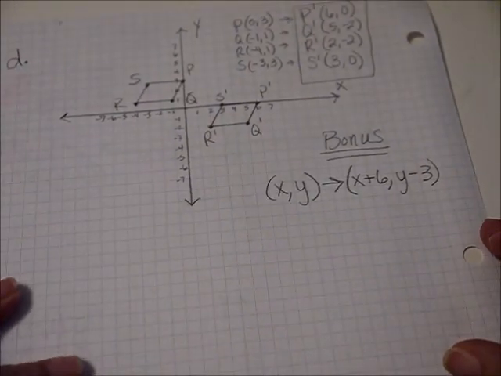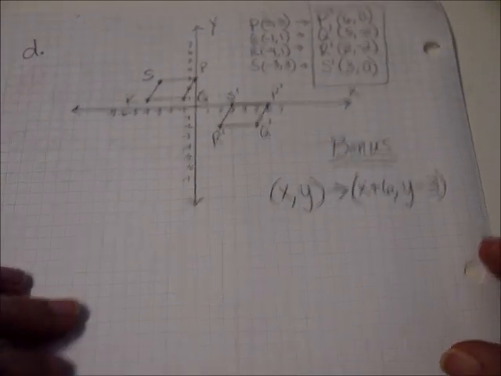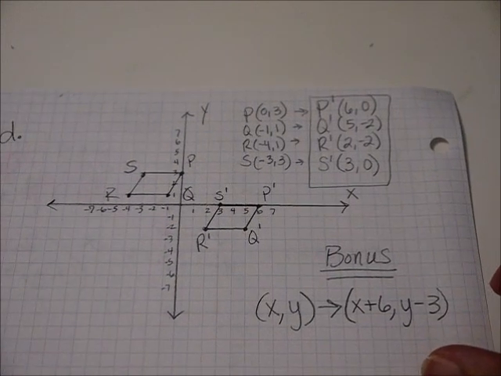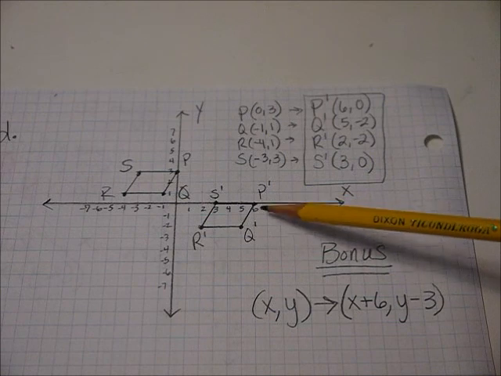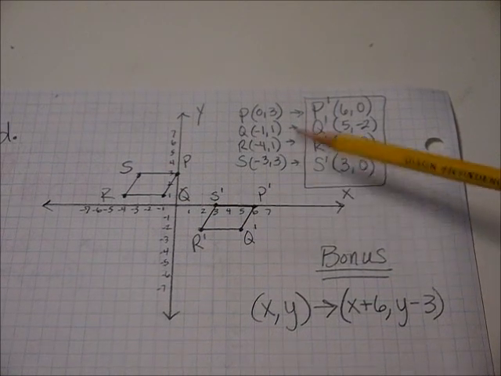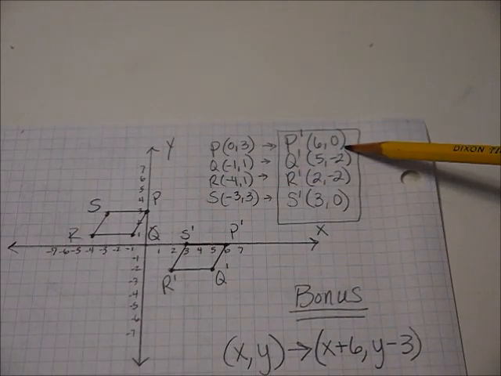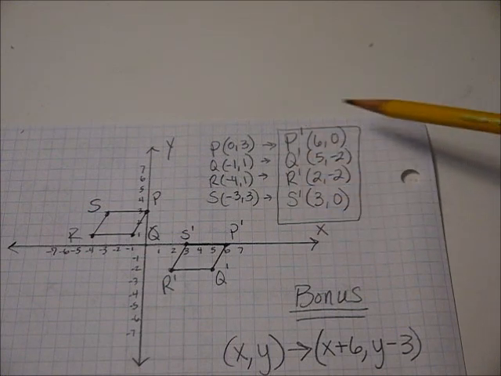And the last one, D, is right here. We had some parallelograms, and these were translated to the right 6 and down 3. So here's your pre-image, here's your image. So we have our new coordinates. This part you do need to have listed.